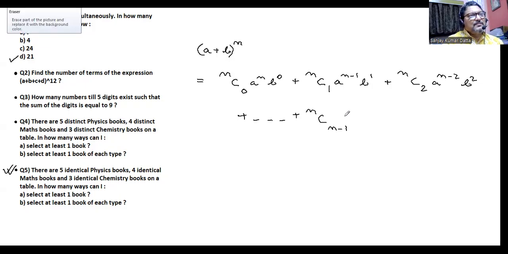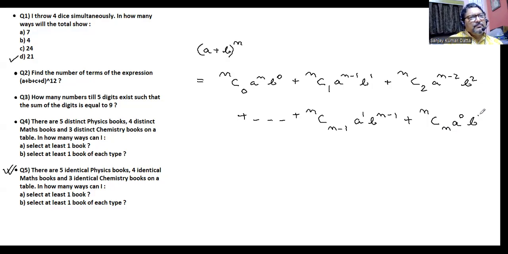nC(n-1) a to the power 1 and b to the power n-1. And the last one would be nCn a to the power 0, b to the power n. This is the binomial expansion, right? So what do you observe in this?